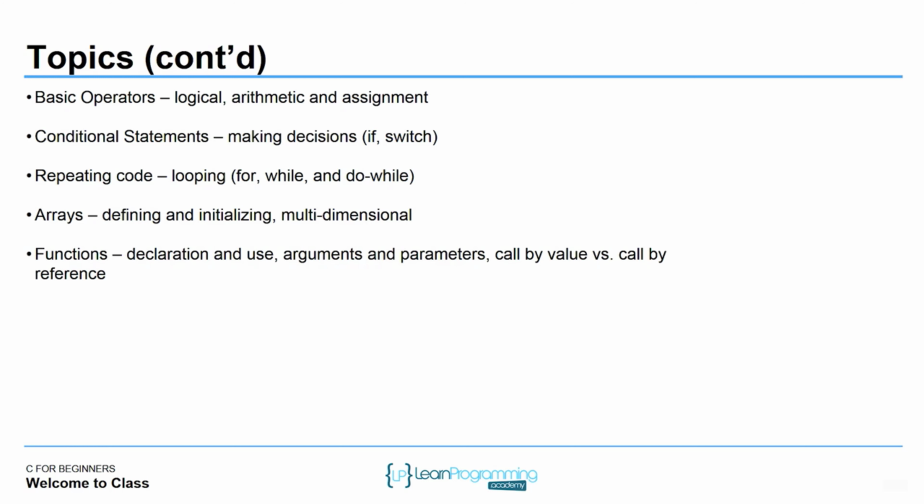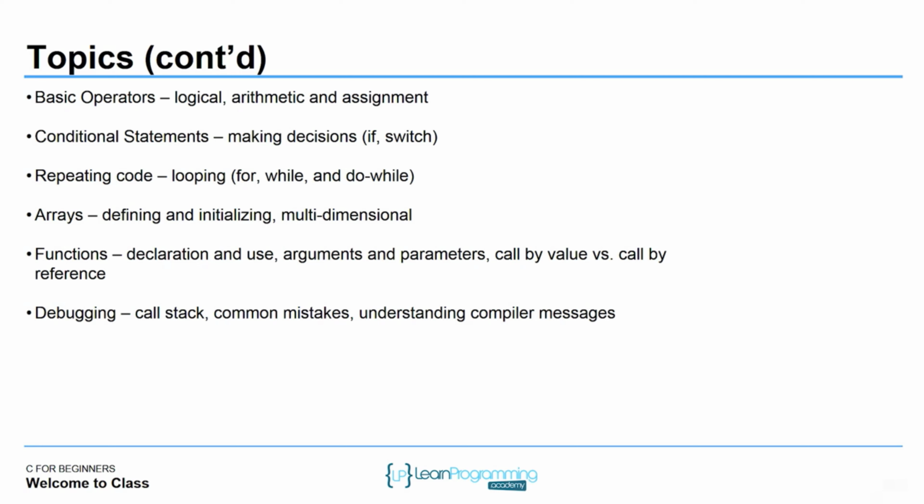Functions. Functions are one of the biggest, most important concepts related to the C programming language. Everything should be used and organized around a function. This is referred to as module type programming. You're going to learn how to declare a function, how to use it, how to pass data to it, how to return data from it. We'll also talk about more advanced concepts like call by value and call by reference.